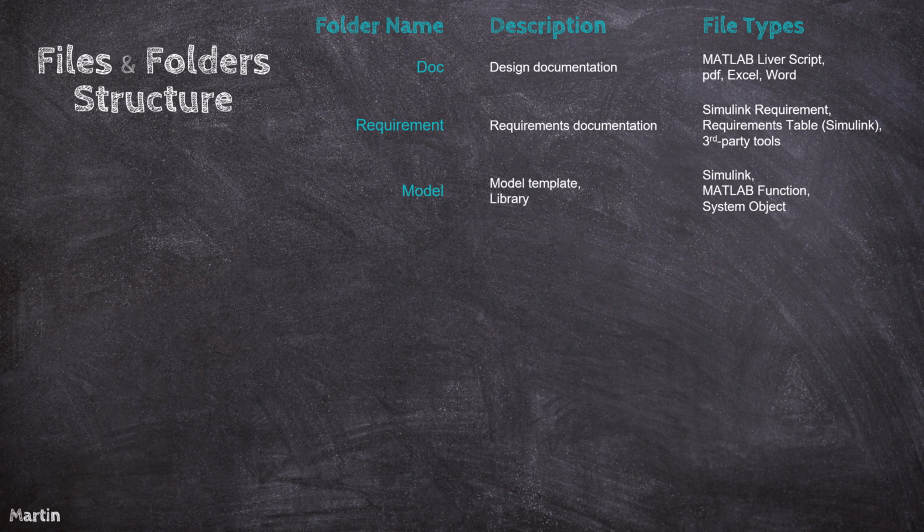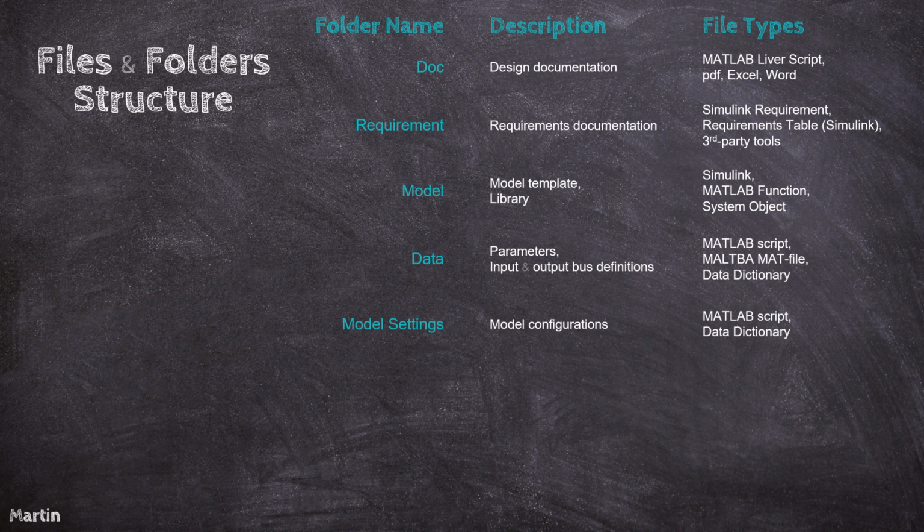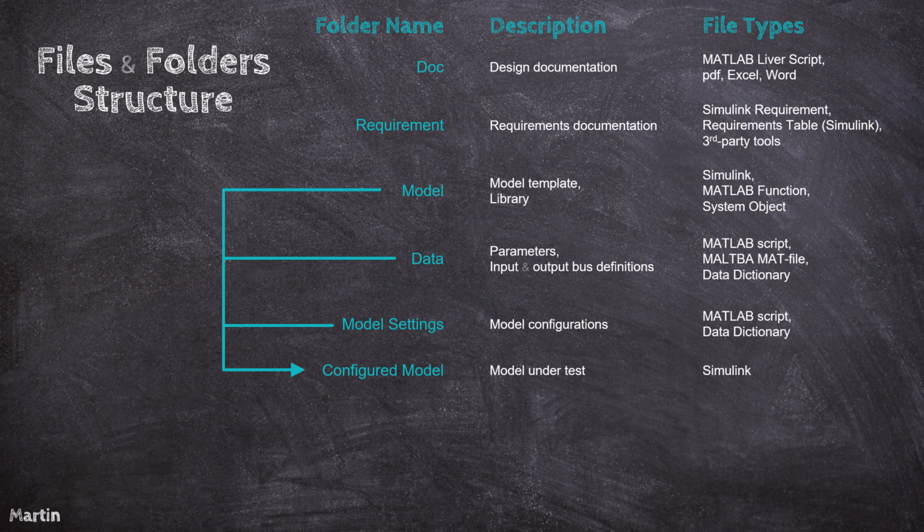The Data folder includes parameters, input data, and bus definitions for consistent data management. The Model settings folder contains model configuration sets to maintain consistent simulation and code generation settings. The Configured model folder is used for the model under test, containing checked out models, associated data, and configuration sets.